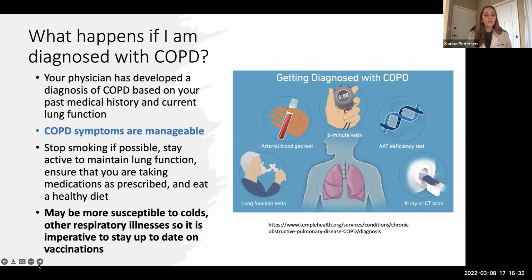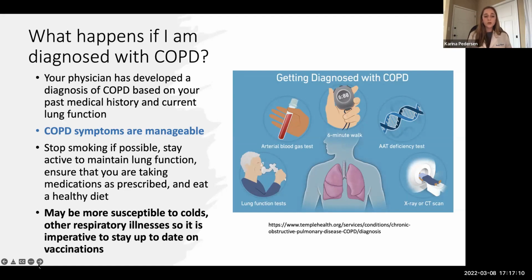COPD symptoms are manageable, and the best way to manage symptoms is to stop smoking if you are a current smoker. Like I said, smoking is the number one cause of COPD, and as I'll get to in a second, it really is very helpful in slowing progression of the disease as well. Other things you can do is to stay active, whether that be going on short walks every day or playing with your dog for 10 minutes a day, getting out of your chair. That really helps to maintain your lung function, keep your lungs very healthy, for a healthy prognosis.